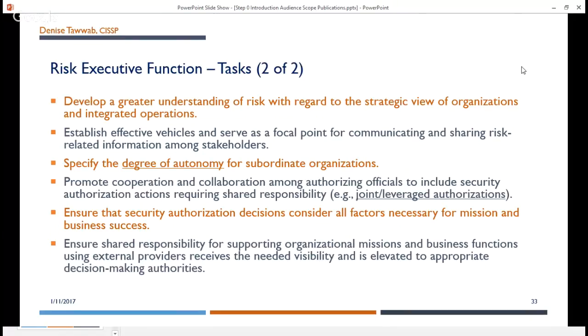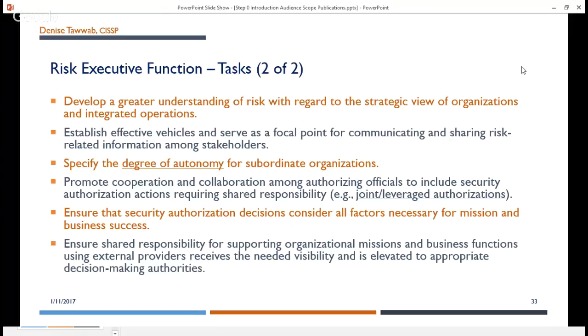All right, the risk executive function also develops a greater understanding of risk with regard to the strategic view of organizations and integrated operations. So it allows you to have a strategic view of your risk. It also establishes effective vehicles and serves as a focal point for communicating and sharing risk-related information. You know, as you can imagine, threat information is coming into the organization from many different sources to many different people within the organization. That information has to be communicated to all of the stakeholders. And that is one of the roles of the risk executive function.